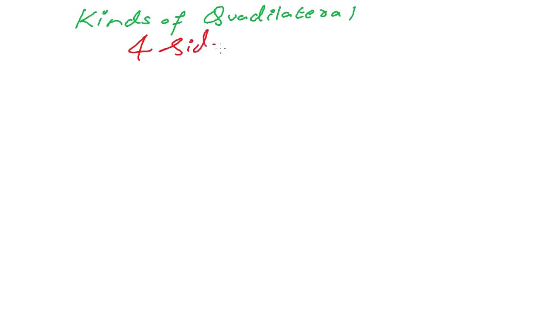The next topic is kinds of quadrilateral. So what does quadrilateral mean? A quadrilateral means a four-sided polygon.